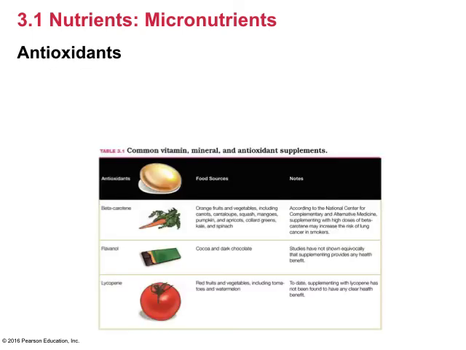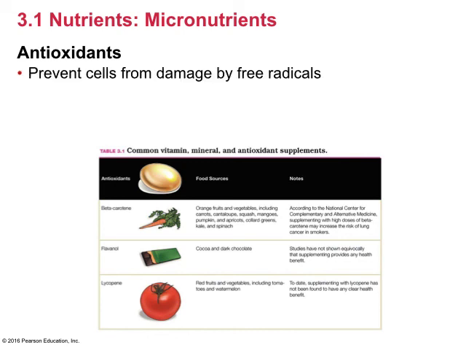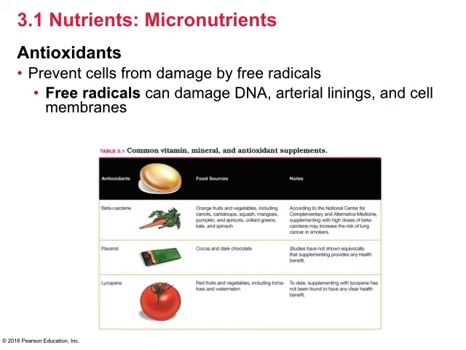Antioxidants were all the rage a decade ago because it was shown that these antioxidants could prevent cells from damage by free radicals. Free radicals are just molecules that can damage DNA and arteries and membranes. We make free radicals just naturally. When your cells divide and they do work, you make free radicals. And so antioxidants help sequester them, like capture them, so that they can't wreak havoc in your cells.